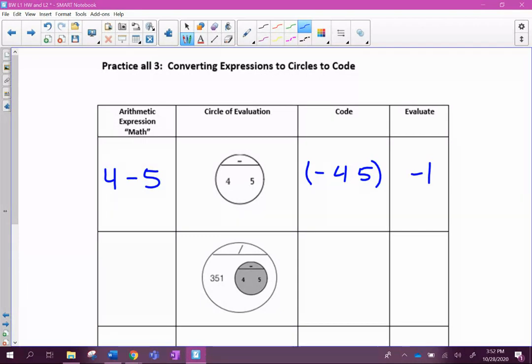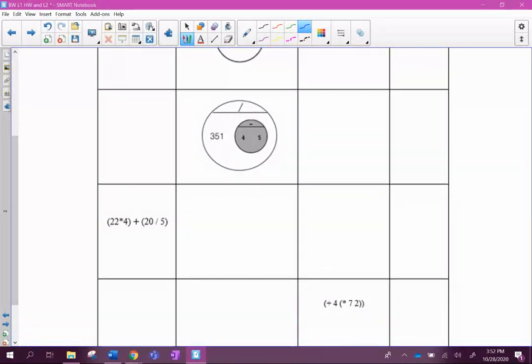Okay, in the second row, I still have the circle of evaluation, but I have 2 circles of evaluation. So there's 2 things going on here. I see 351 divided by, so this is going to end up being a fraction, 351 divided by that inside circle of evaluation, which says 4 minus 5. So I'm doing 351 divided by 4 minus 5. So in code, we're starting with division because that's my operator.